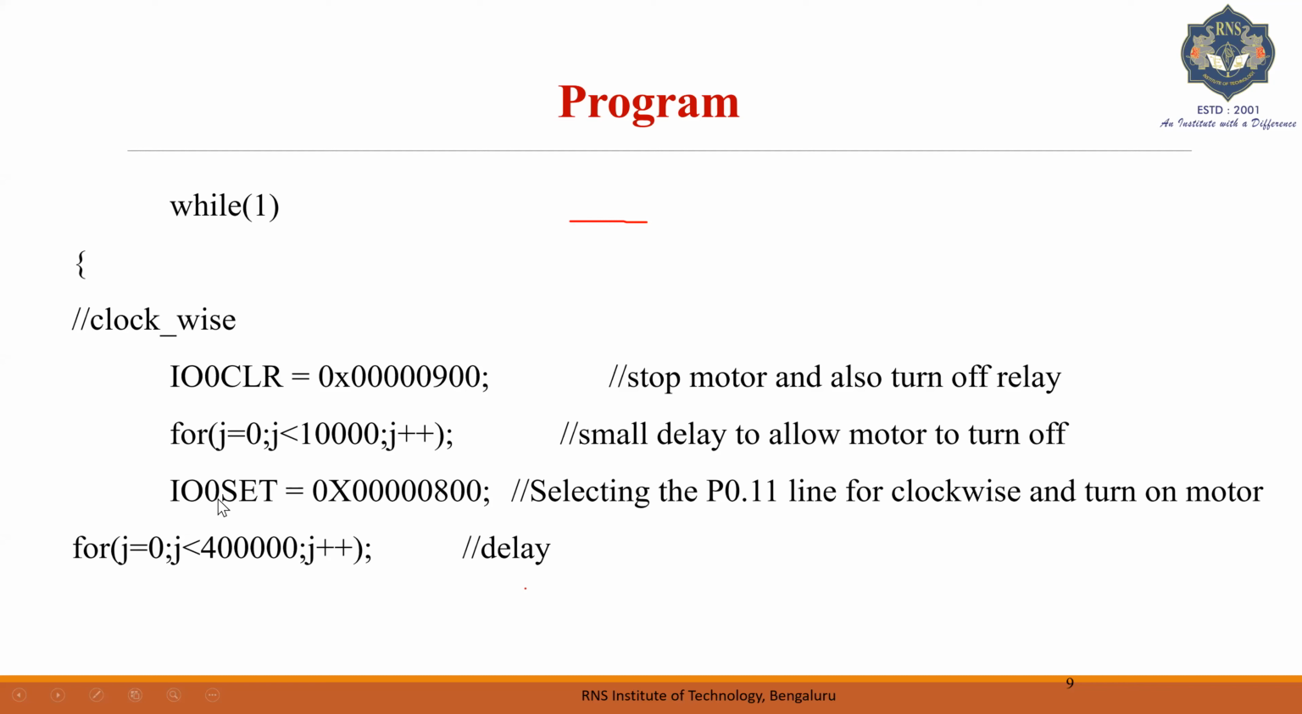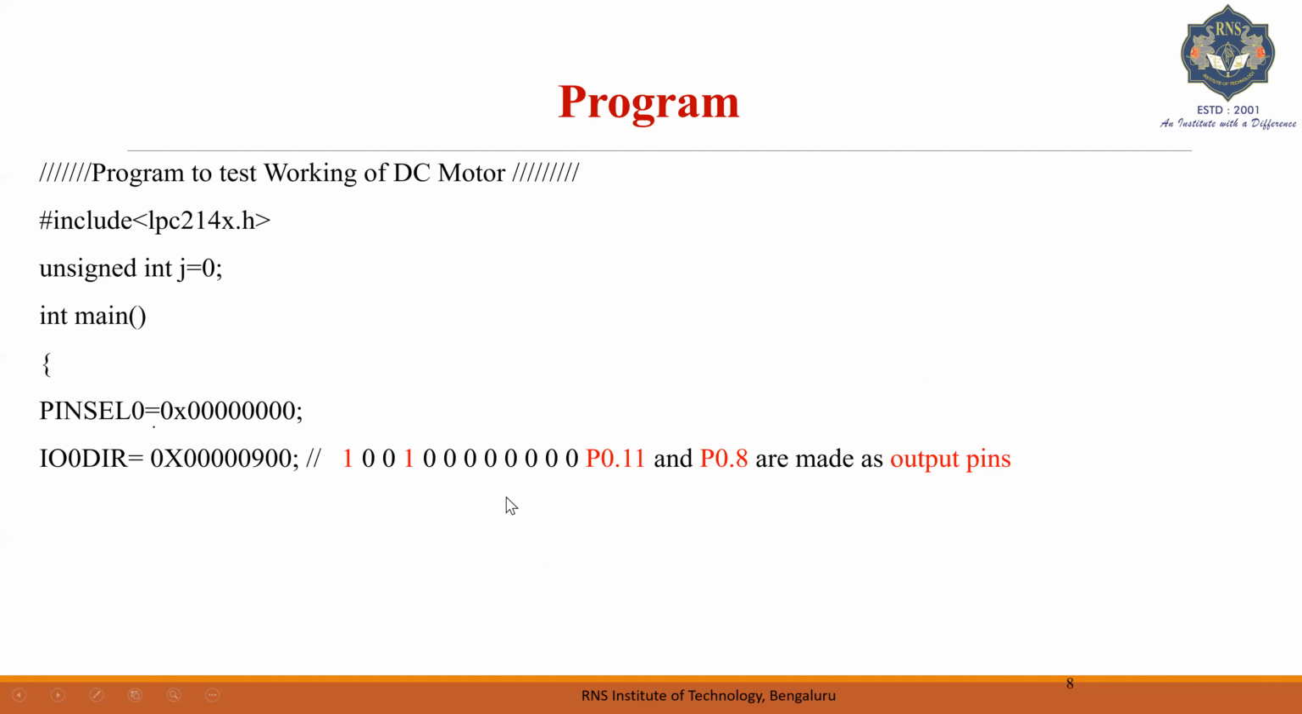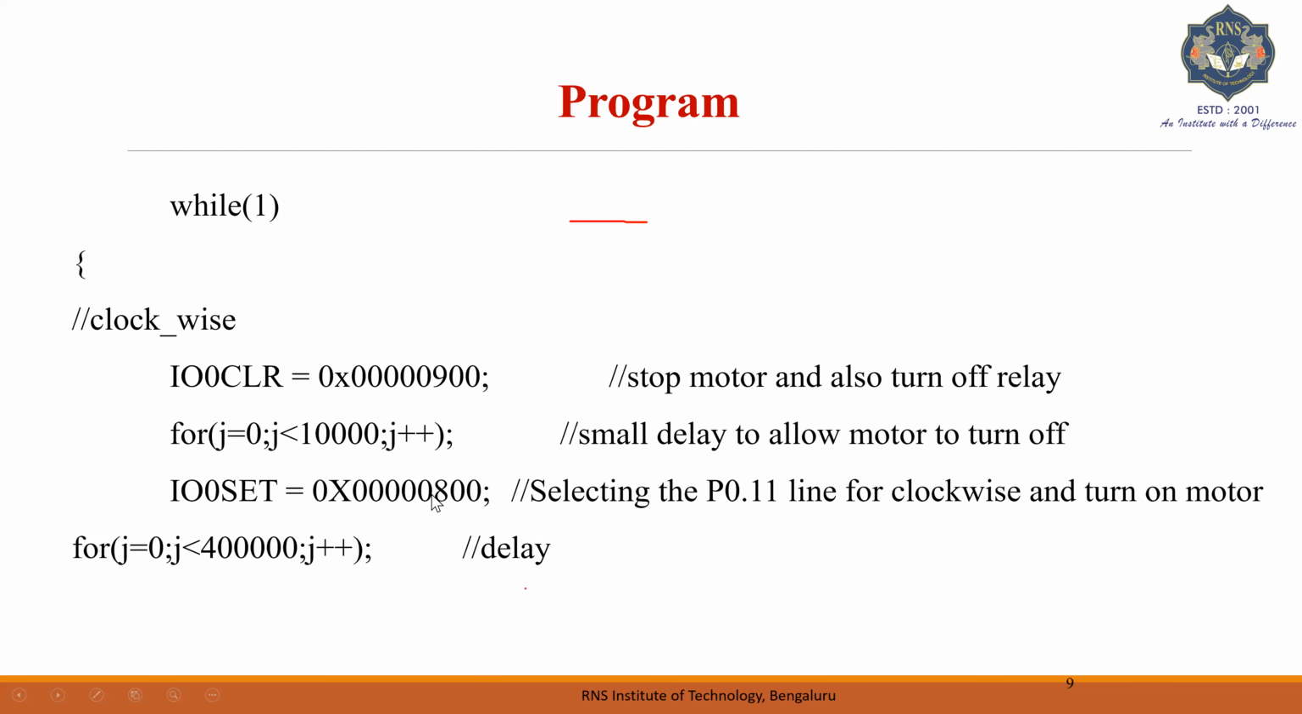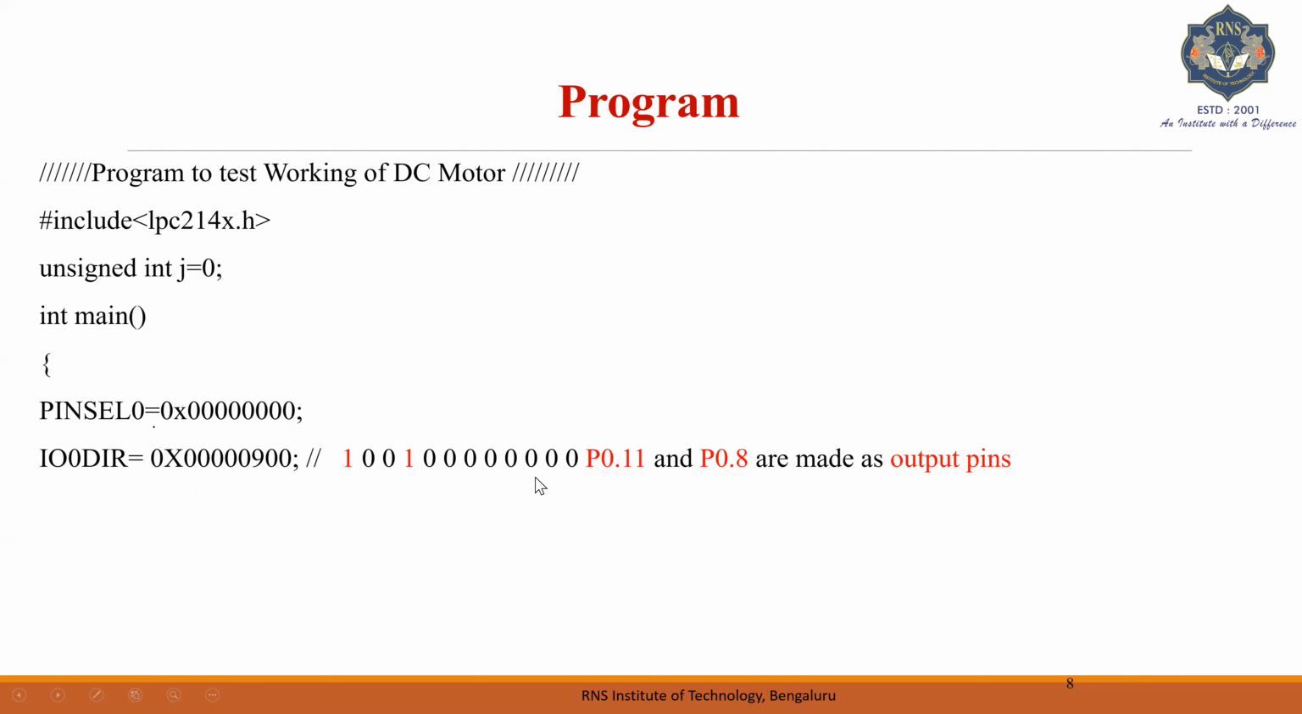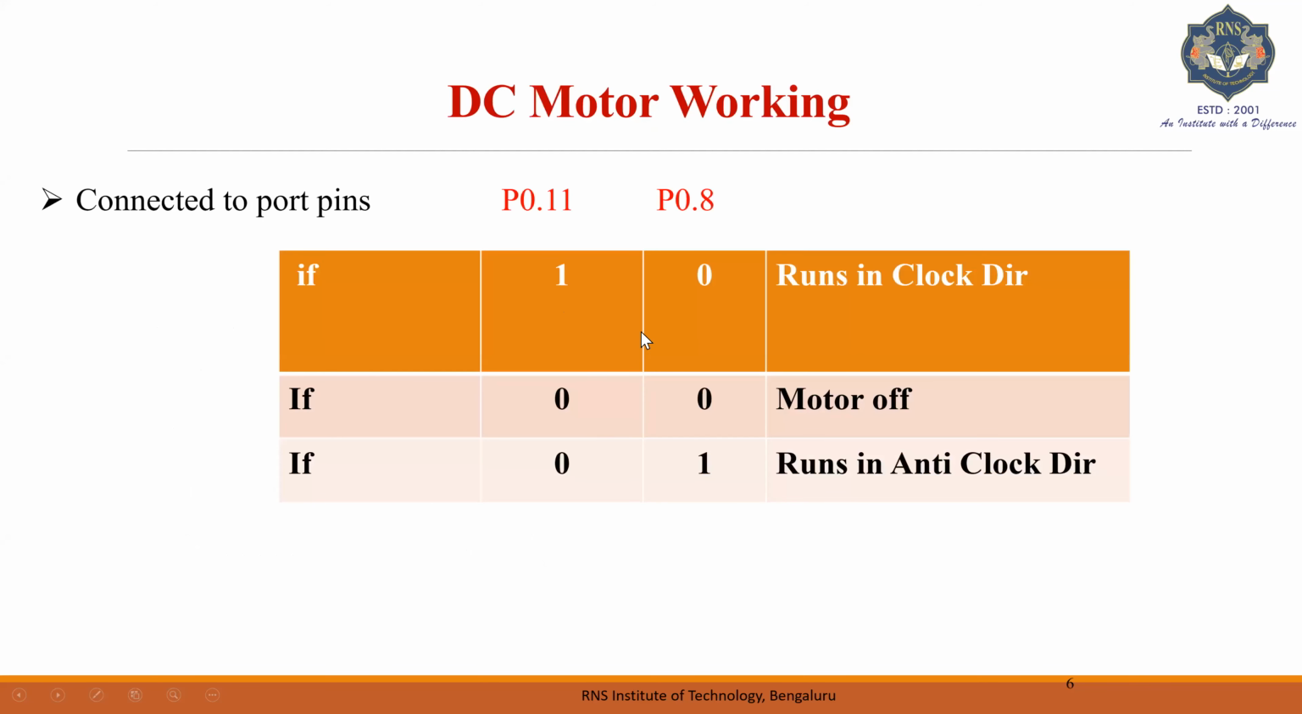Then what I am doing: IO 0 set. I am giving 8. What does 8 mean? 8 means 1 0 0 0, that is P0.11. So only this line is selected, the 11th pin in port 0. If this is 1 and the other is 0, that is, the P11 pin is 1 and P8 is 0, what will happen? Your motor turns in the clockwise direction.